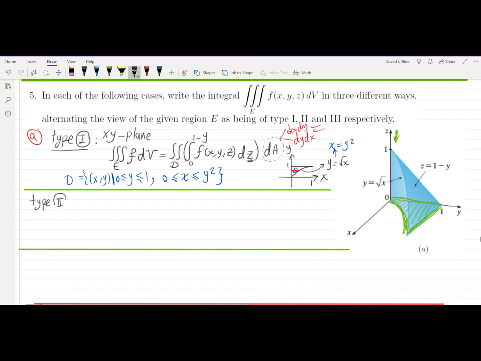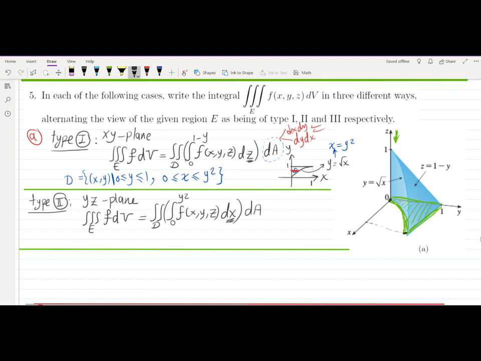And now for type 2. If you remember, type 2 means that we have to get the projection on the yz plane. So the triple integral over E for f dv will be the double integral over D of the integral of f of x, y, and z dx, then dA, and we have to get the limits for dx. If you take a look along the x-axis, you will find it starts from this point, which is 0, and this is the highest point for x. So this is the curve for x, which is the equation of this plane. So x changes from 0 to y squared.